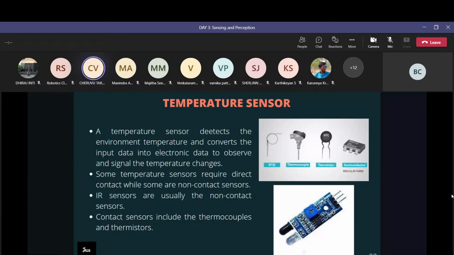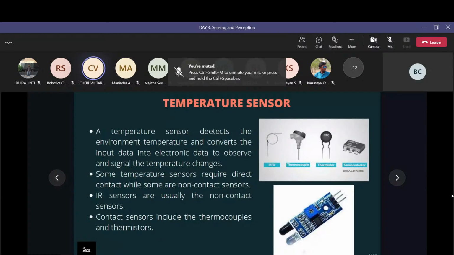Based on this principle, you have PN junctions, right? These PN junctions will automatically have some voltage differences. At this particular junction, whatever the voltage difference is, that voltage difference is a function of temperature. Depending on that principle, semiconductor temperature sensors are usually used.